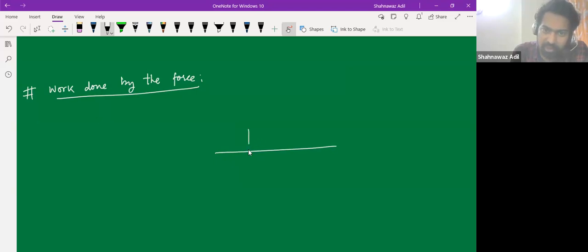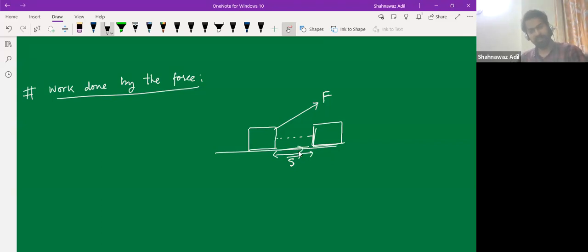Let's say we have some object, and we apply some force in this direction, and this is displacing the object. Now the object is displaced and it is here. Let's say it has a displacement S in this direction. Then let's say the angle between the force and this displacement is theta.